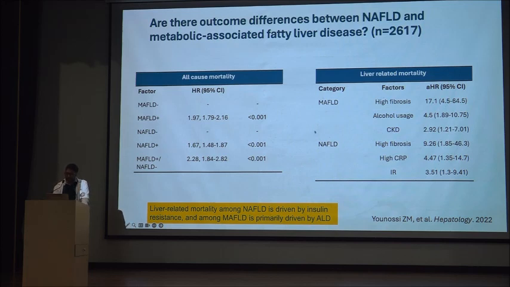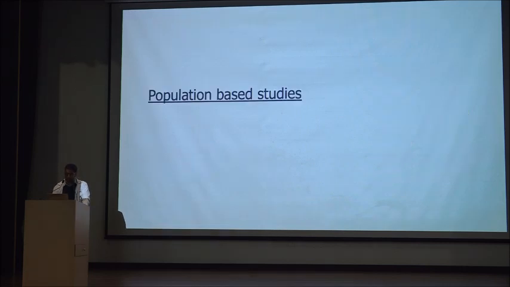And the major liver-related mortality influence for MAFLD was alcohol usage, and for NAFLD it was fibrosis, high CRP and insulin resistance. So they said that the liver-related mortality among NAFLD is primarily driven by insulin resistance, and in MAFLD it is primarily driven by alcohol usage.